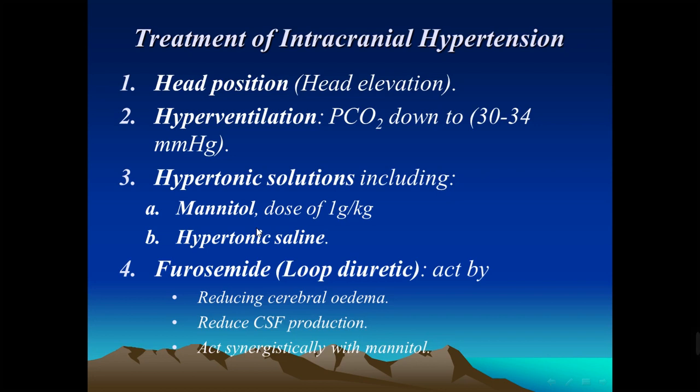Hyperventilation, in fact, is to reduce the carbon dioxide level down to 30 to 34 millimeters of mercury. Hypertonic solutions include mannitol and hypertonic saline. Mannitol is very well known in a concentration of 10 and 20%. It is an osmotic dehydrating agent used in a dose of 1 gram per kilogram, and it acts by drawing water out of the brain tissue by osmotic forces. This reduces the brain tissue volume, and the increased pressure will be decreased. So this is the mechanism of action of mannitol and its dose.